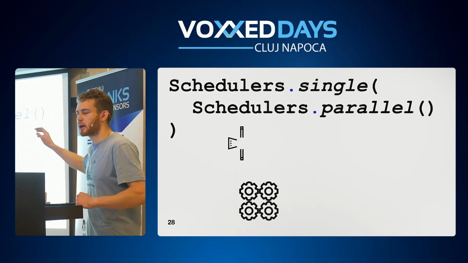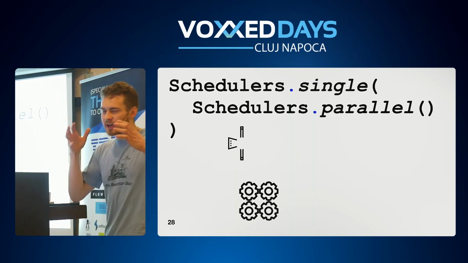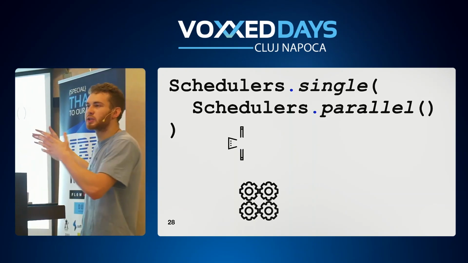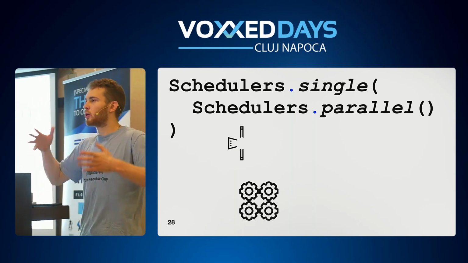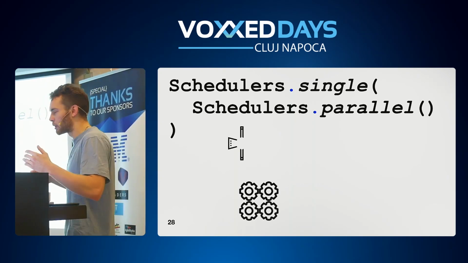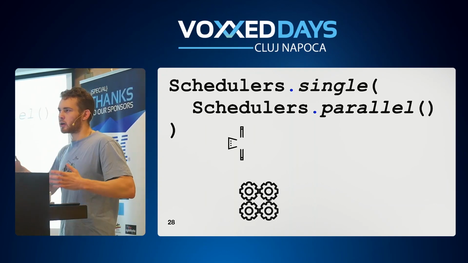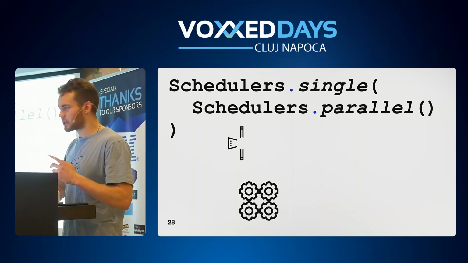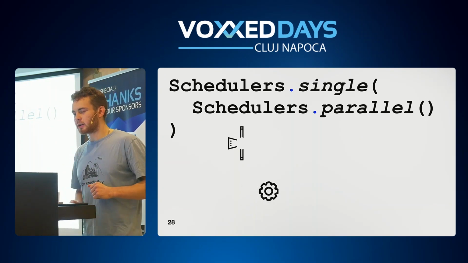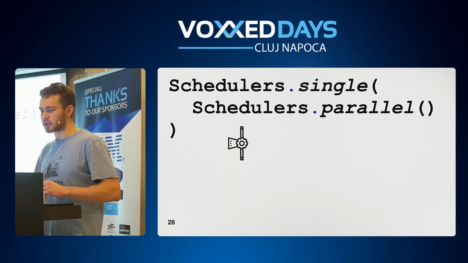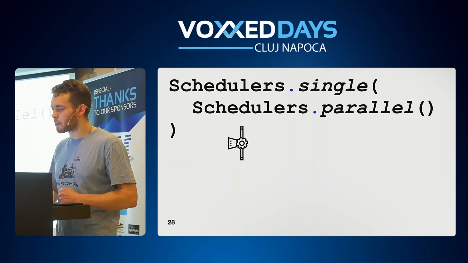Finally, using Scheduler single, we can specify a particular worker from this thread pool and use it all the way along our connection. So we can use the same worker, the same thread, in several places in our stream. This is also important. And finally, we can use it and attach it to our connection.